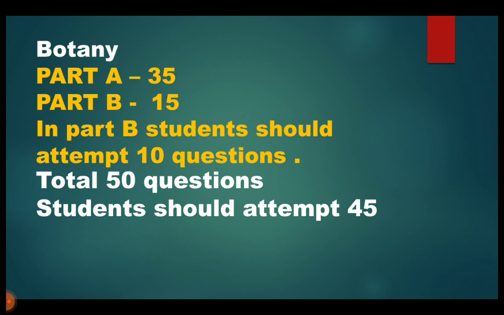If you answer more than 10, the starting 10 questions are the ones they will consider. In part A 35 are there, in part B 15 questions. Out of 15 you have to attempt 10 questions. Total 50 questions will be there in the botany section. Students should attempt 45 questions. Again, it is left to individual decision, but even if you attempt all 50 questions, considering 15 questions in part B, they will consider the starting 10 questions.